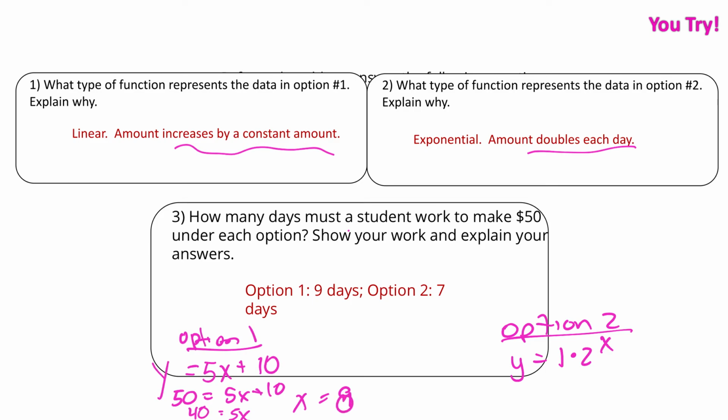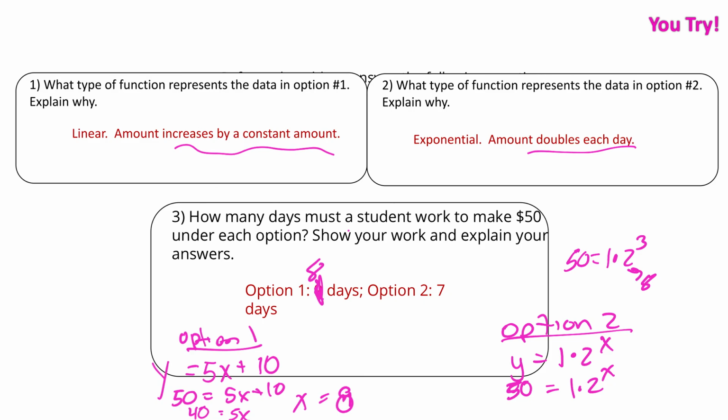And this answer key is wrong because it should be 8 days for option 1. So option 2, we can just start plugging in numbers. We have 50 is equal to 1 times 2 to the x. And so if I plug in 3, I'm going to plug in 50 is equal to 1 times 2 to the third. Well, 2 to the third power is 2 times 2 is 4 times another 2 is 8. So it would be only $8.